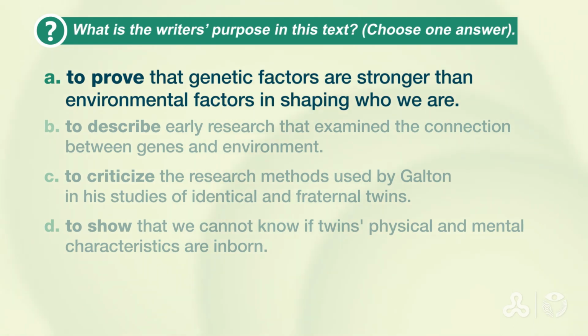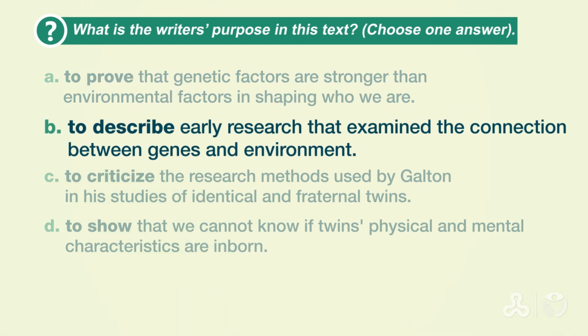So A, the writer's purpose was to prove that genetic factors are stronger than environmental factors in shaping who we are. האם הכותבים באמת ניסו להוכיח שגורמים גנטיים חזקים יותר מאשר גורמים סביבתיים בעיצוב שלנו כבני אדם? Then we have B. Was the writer's purpose to describe early research that examined the connection between genes and the environment? כן, האם הכותבים ניסו רק לתאר ניסוי מוקדם על הקשר בין גנים לסביבה?